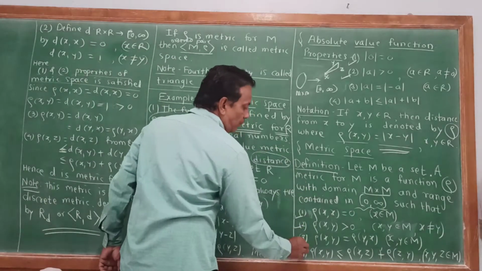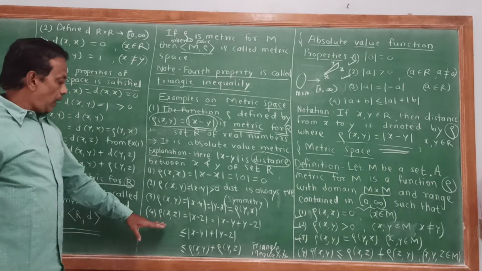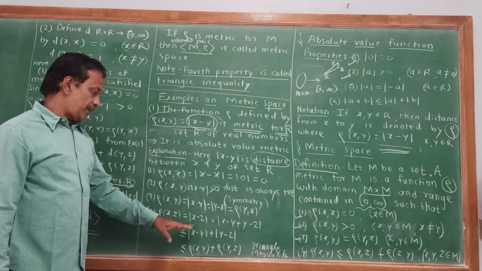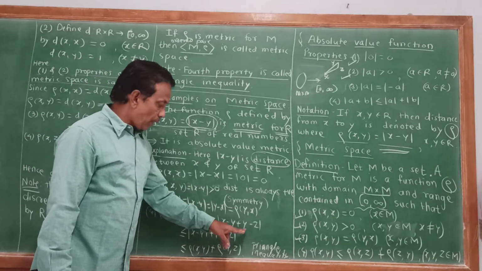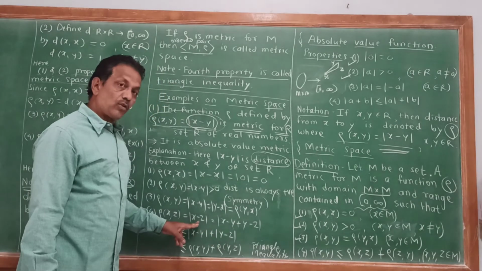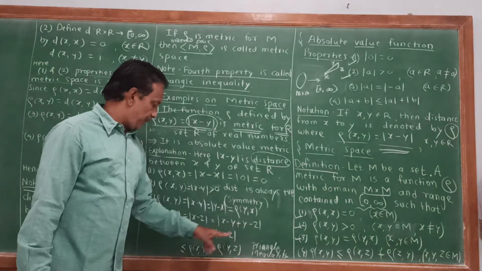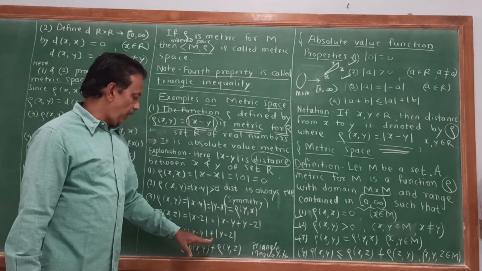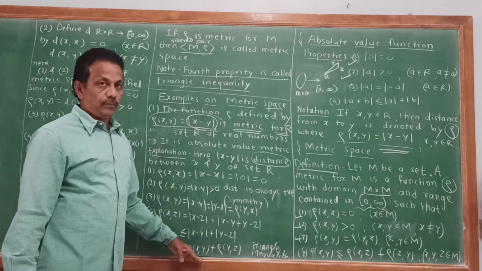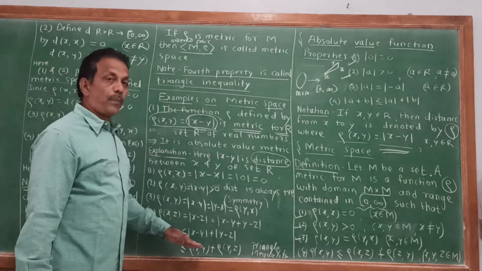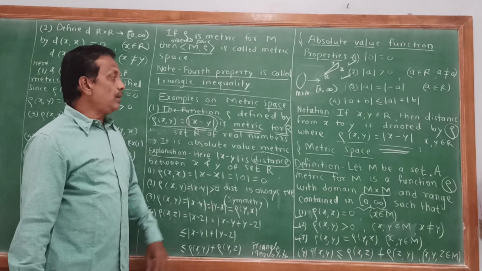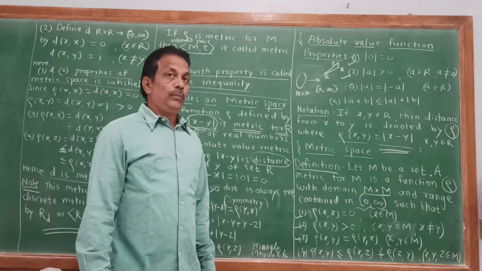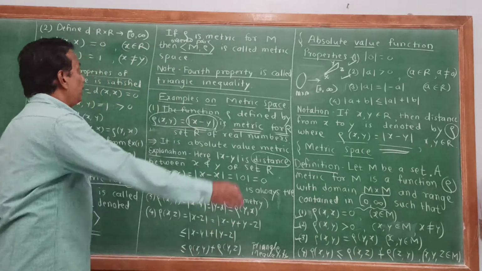First property, second property, third property, and fourth now. Rho of x z is mod x minus z. Write minus y plus y in place of this and separate it. By the triangle inequality for absolute value, we write this expression. And hence, four properties are satisfied by this distance, and hence it is a metric. This definition is about the absolute value metric.